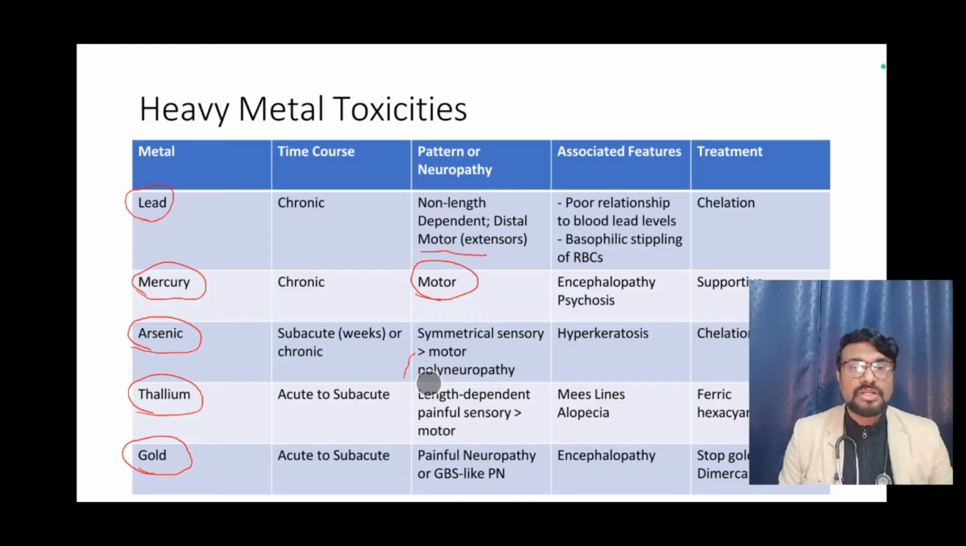Thallium will lead to length dependent painful sensory more than motor neuropathies. Other manifestations include Mees lines or alopecia. Gold will lead to painful neuropathies or GBS-like peripheral neuropathies. It is also associated with encephalitis. So these are the common heavy metals that can be associated with neuropathies, and these are the different patterns associated with these heavy metal poisonings and intoxications.